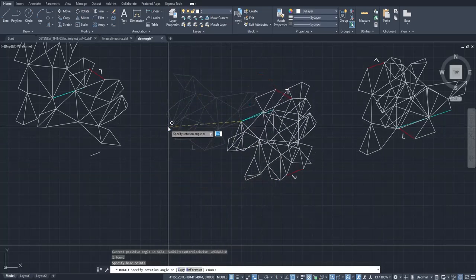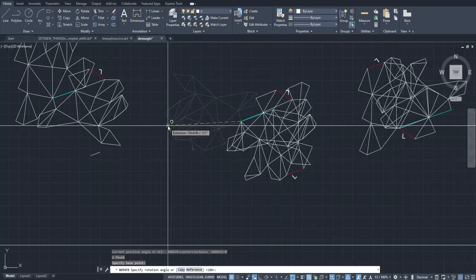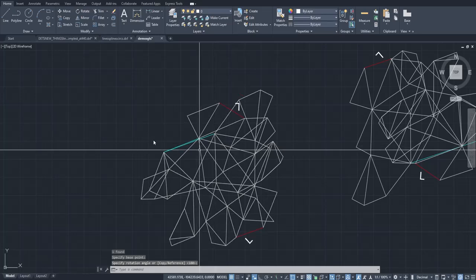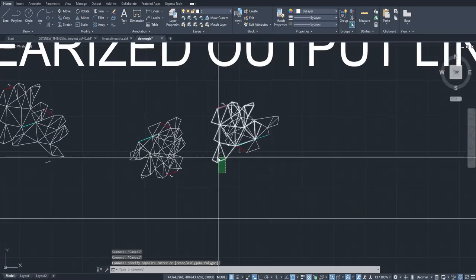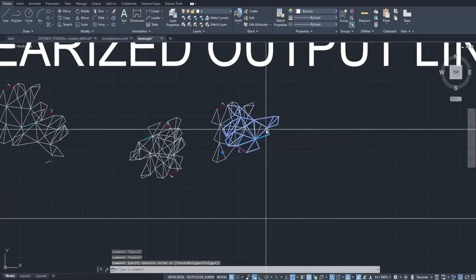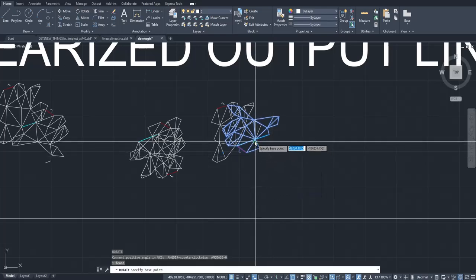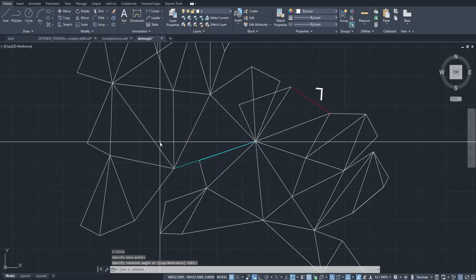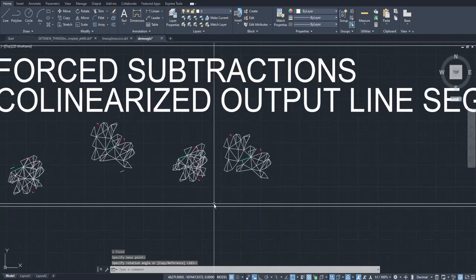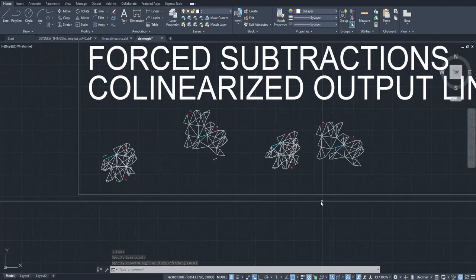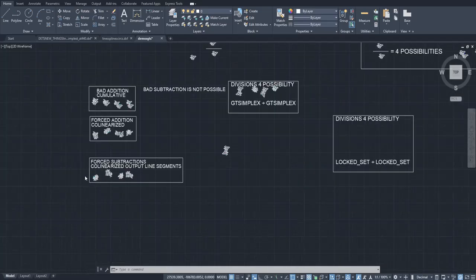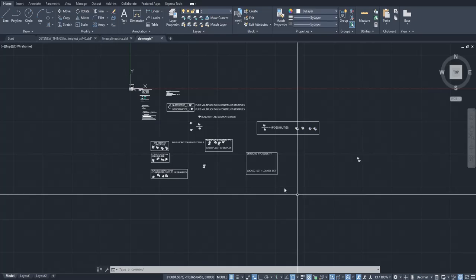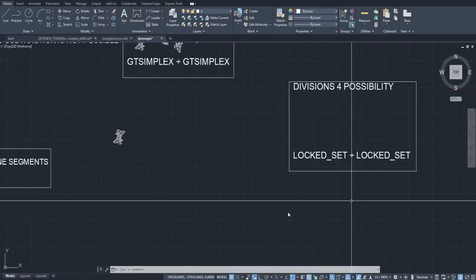The output line segments are planned here, and you can see after doing this, we will get the collinearized outputs. The same way here also, we will take the smaller one and rotate it, overlap the things on the bigger line segment, and we will get the subtraction from the remaining line segments. So the four different types of the subtractions are done with the forcing, and the collinearized outputs are also shown here. The addition and subtractions cause the locked set.